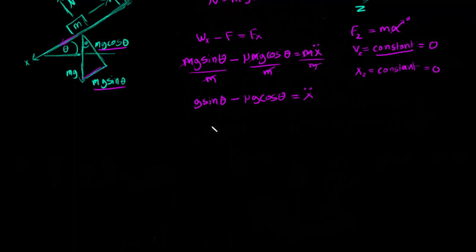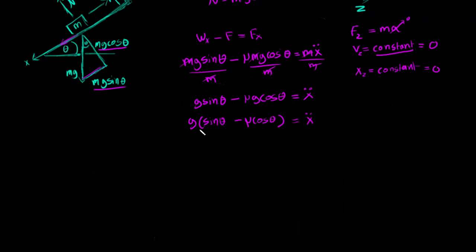Now that we got this, we can factor out the g. So factor out the g, and we're left with sine theta minus the coefficient of friction, not acceleration, times cosine theta. When I say acceleration, I mean this is the acceleration due to gravity. So now that we're left with this is our equation.